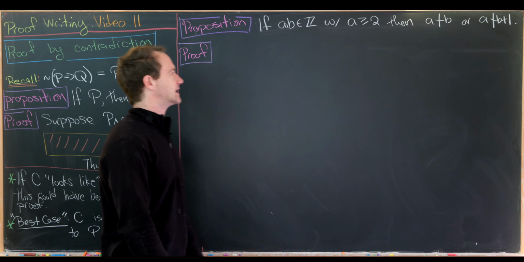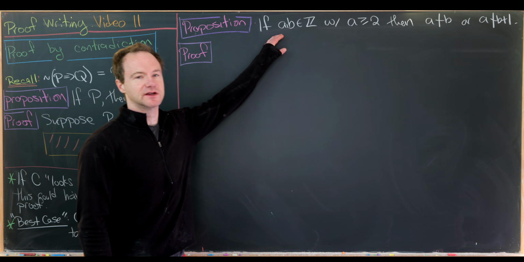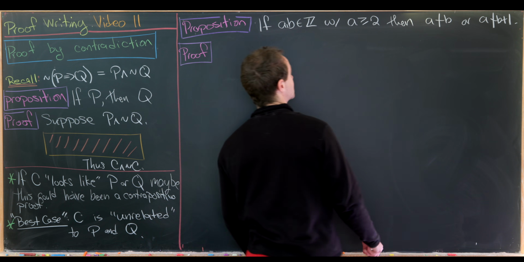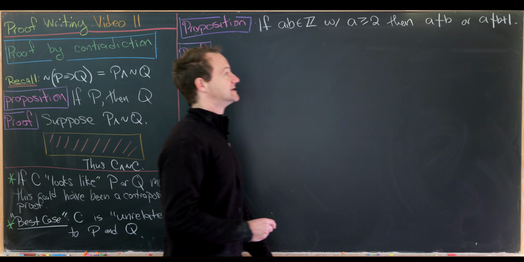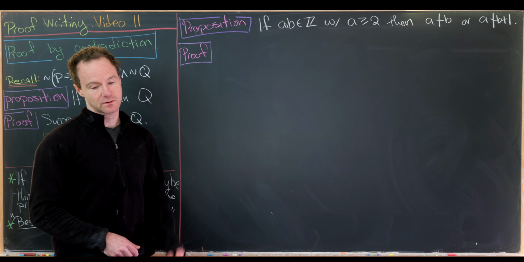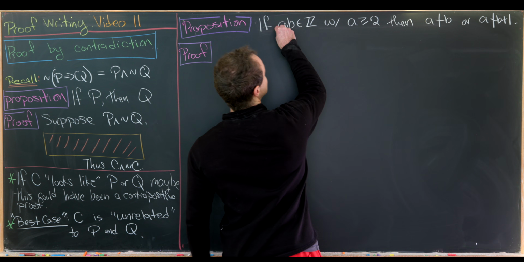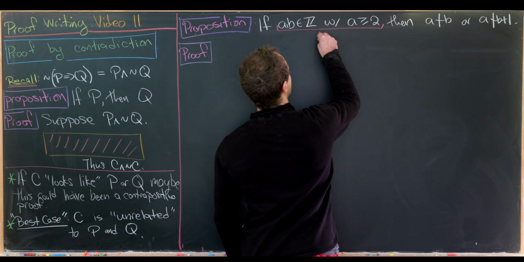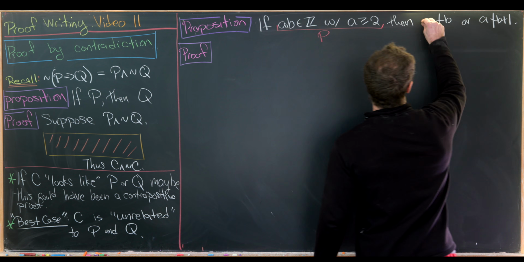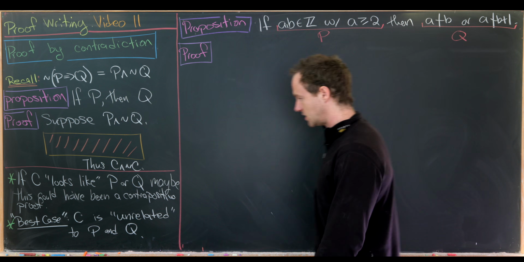Okay, so let's look at an example. Let's prove the following conditional statement. If A and B are integers and A is bigger than or equal to 2, then A does not divide B, or A does not divide B plus 1. Just to write this out, this statement here, which I'm underlining, would be our statement P. This statement here, which I'm now underlining, would be our statement Q.